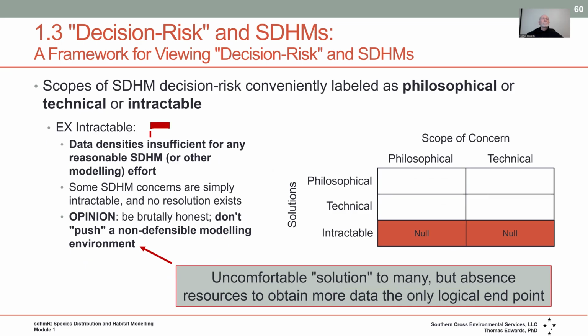Last is the intractable component, and this is the most common. Data densities are insufficient for any reasonable distribution modeling effort. In this case, you need to be brutally honest and don't push a non-defensible modeling environment when you have no data. This is a very uncomfortable situation to many, but I've seen way too many instances where people take data densities that are intractable or uncertainty associated with those data back to the data quality and quantity issue. And this is intractable. There is no solution set.